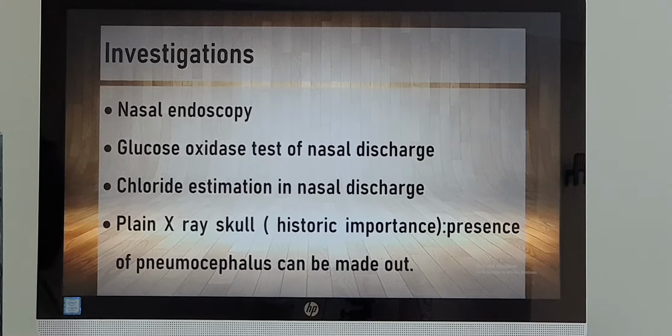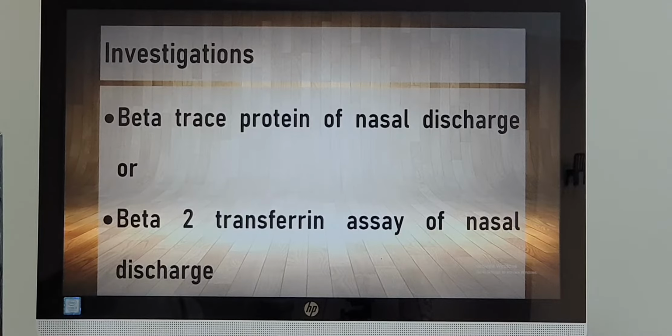So a patient comes to us, we will give him a small sterile container and a lab form already duly filled, and we'll tell him, please collect the nasal discharge which is coming on one side alone. Please collect as much as possible, and with this form hand it over to the lab at the earliest. And as soon as you get the report, come to us. Previously, with that nasal discharge, they used to test for the presence of glucose or estimate the quantity of chloride. Nowadays, we test for either beta trace protein or beta 2 transferrin. Any one of these. More sensitive being beta 2 transferrin.